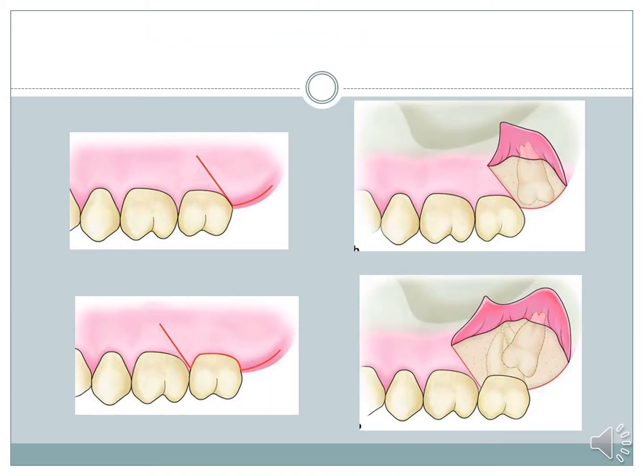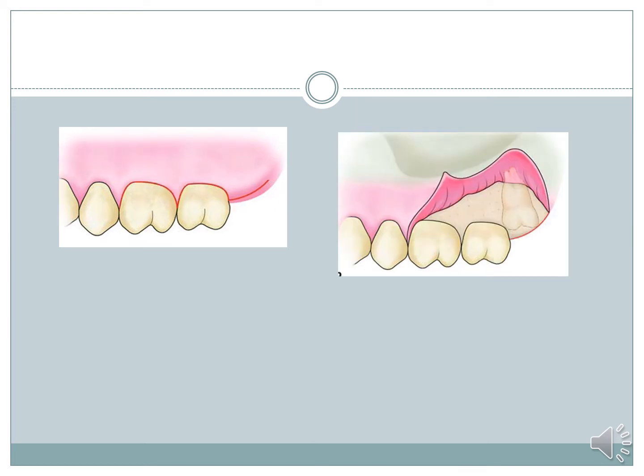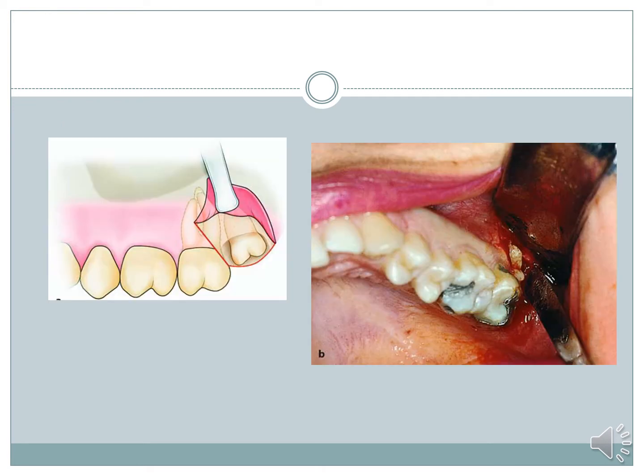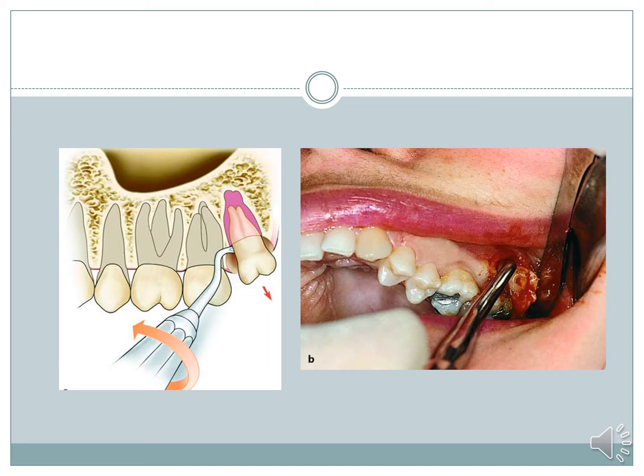This is a line diagram showing a triangular flap and a line diagram showing a Ward's flap for surgical removal. This is the picture of an envelope flap that is extended up to the mesial aspect of the first molar. The clinical picture representing a triangular flap. The clinical picture representing elevation of the flap. The clinical picture representing the elevation of the tooth out of the socket.